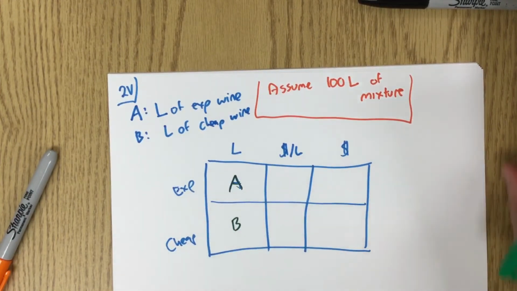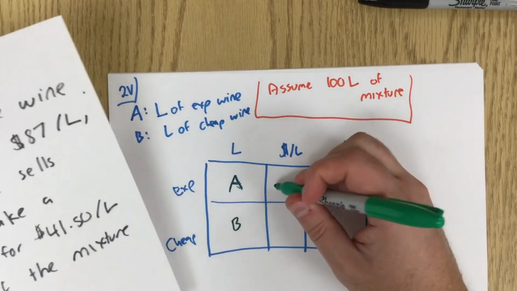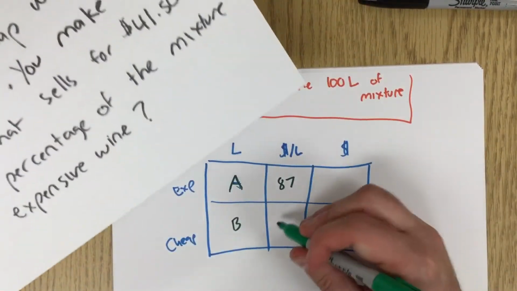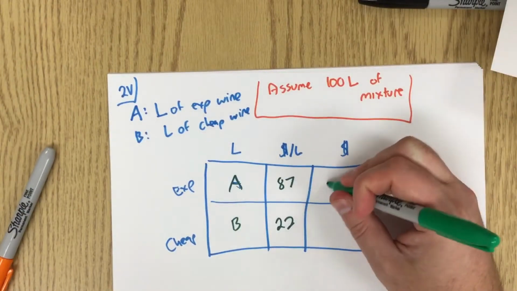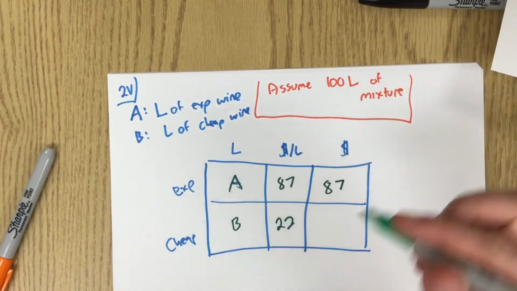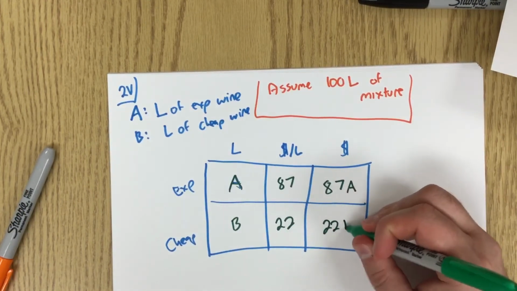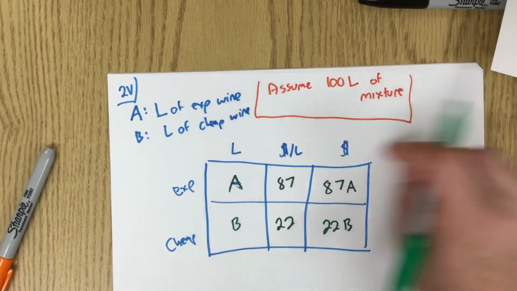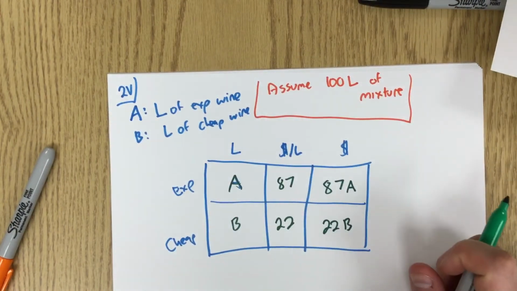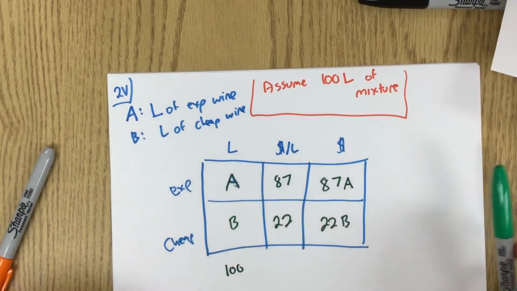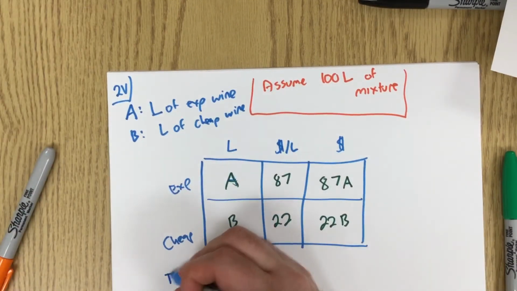Dollars per liter for expensive, we get that from the problem. That's 87. And for the cheap wine, it's 22. And so the dollars, it's going to be $87 times the number of liters. So this is kind of like the other problems we've done before, once we've made this assumption over here. The total number of liters in this case is going to be 100. That's kind of our total situation.